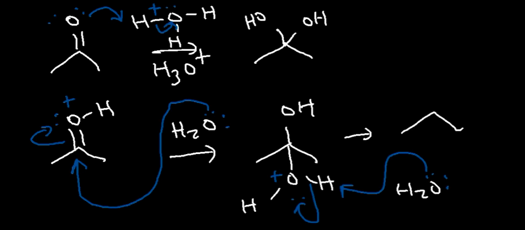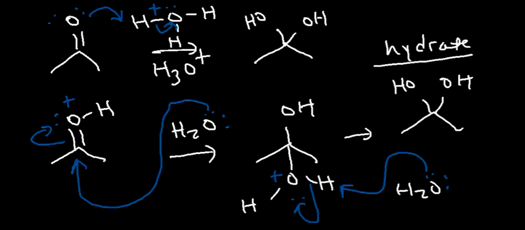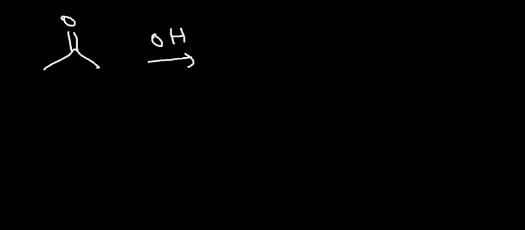So now we have 2 alcohol groups. So now this is our hydrate. So that's the mechanism under acidic conditions. Very simple. So now let's try one under basic conditions. So what do you think is going to happen here?